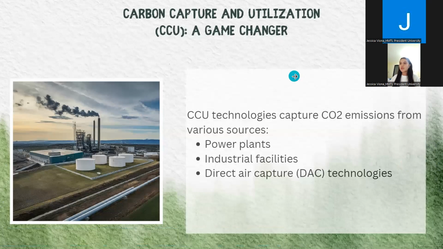The next slide is carbon capture and utilization, or CCU, as a game changer. CCU technologies capture CO2 emissions from various sources like power plants, industrial facilities, or directly from the air using direct air capture, or DAC, technologies. These emissions are captured before they enter the atmosphere. Once captured, the CO2 can be used for various purposes, effectively transforming it from a waste product into a valuable resource.